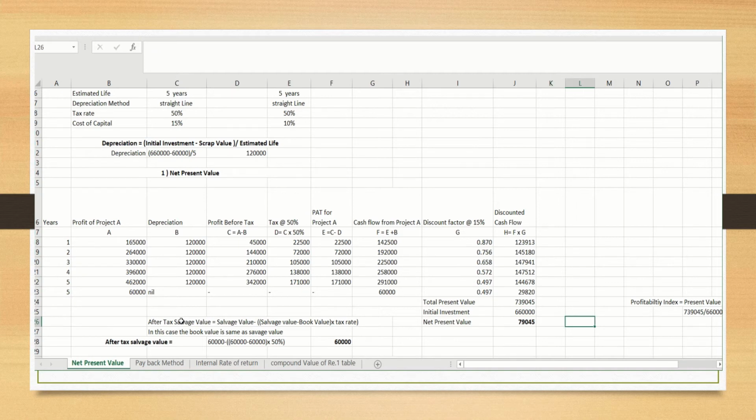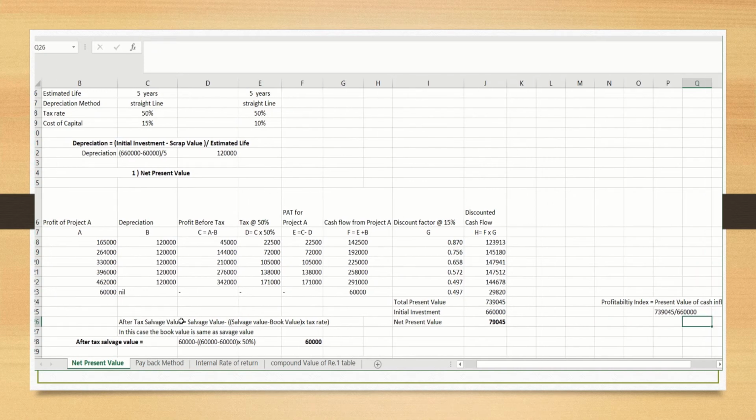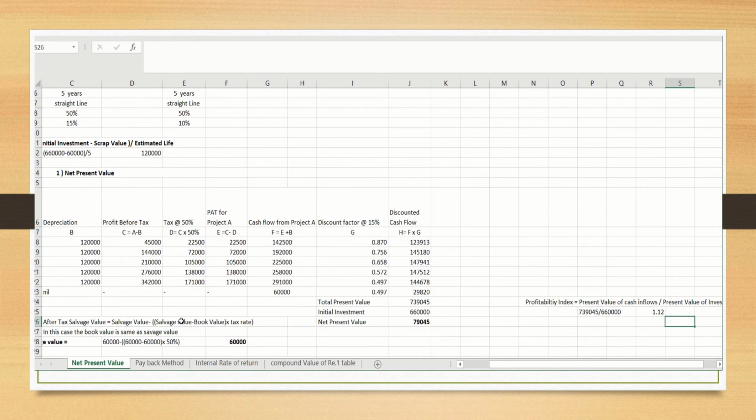Now let us side by side calculate the profitability index with the same details. Profitability index is equal to present value of cash inflows divided by present value of investment. So 7,39,045 divided by 6,60,000, which brings the profitability index to 1.12.